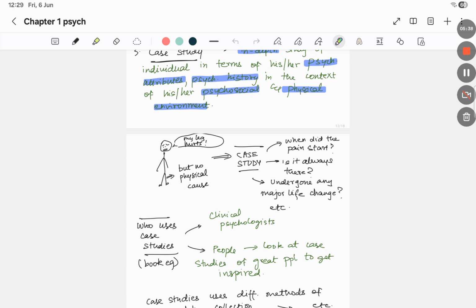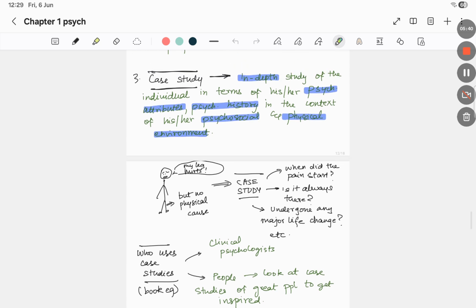Maybe he's working in a very high stress environment due to which this could start happening. So case study is an in-depth study of an individual in terms of his or her psychological attributes. You check for any hysteria in the individual which might be causing it, any other problems, psychological history. So you focus on psychological attributes first, then you look at the psychological history, whether the person has undergone any major loss, any major stress, right, in the context of his or her psychosocial and physical environment.